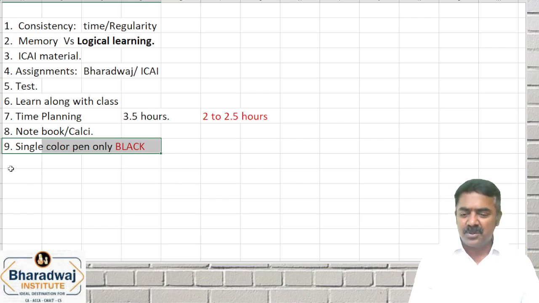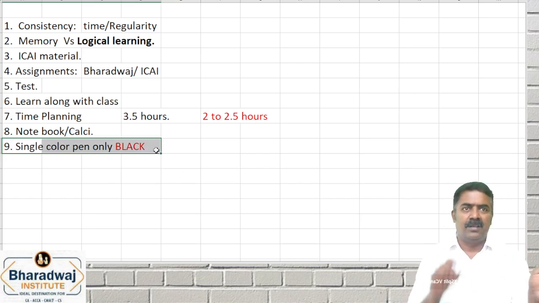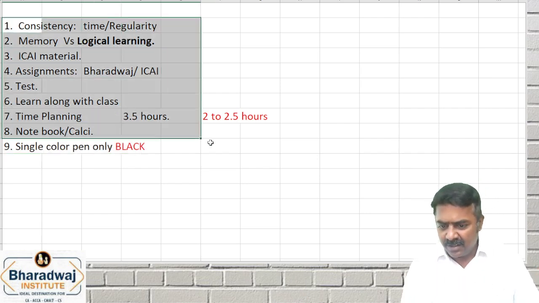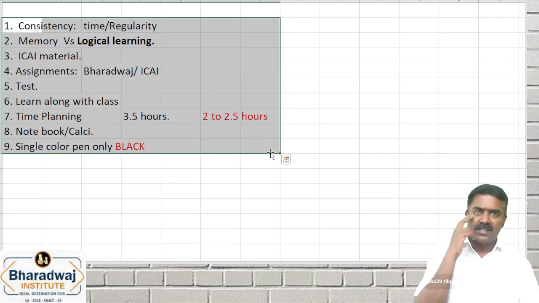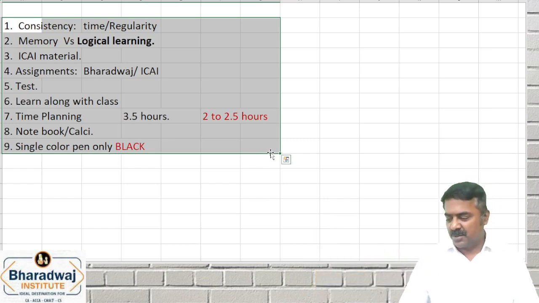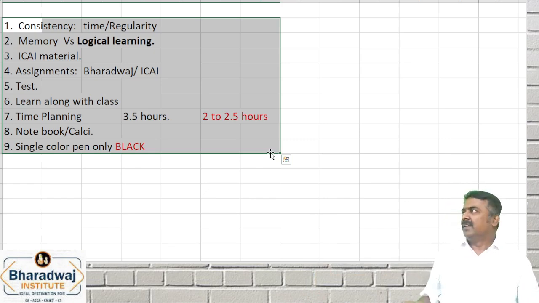So you can use a single color pen only. Let us practice that in the class itself. You can use pencil for maybe closing the answers, underlining the answers, etc. These are the things. Now, of course, we have got Srivatsan sir, of course, the person behind many successful CA students. So he will give you the guidance on the same.